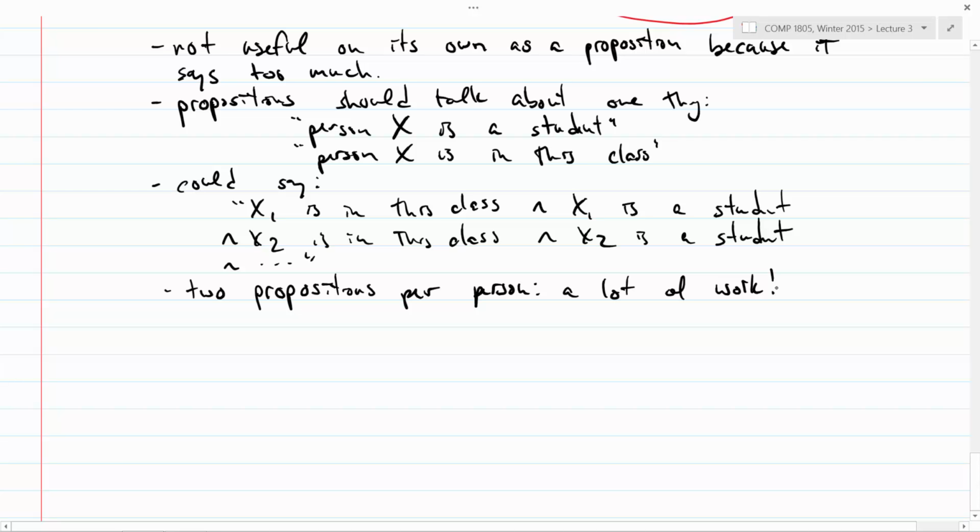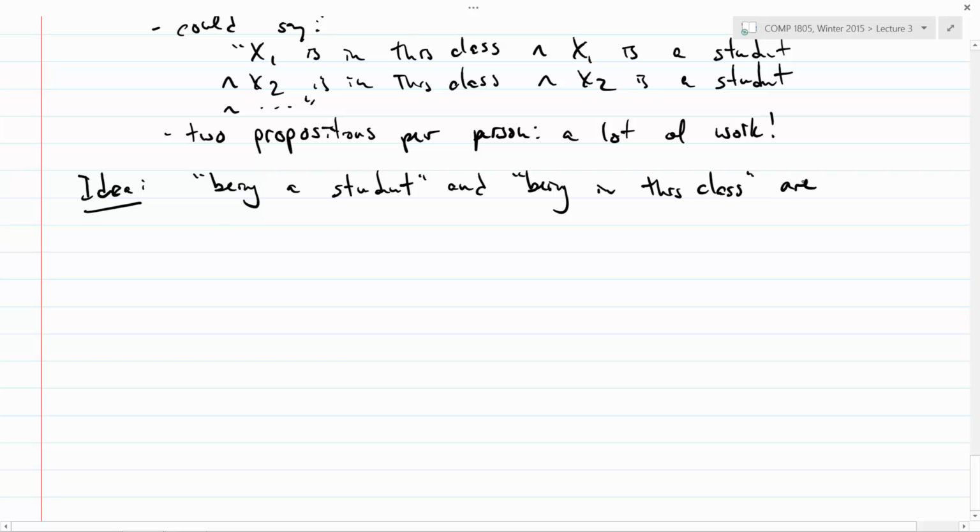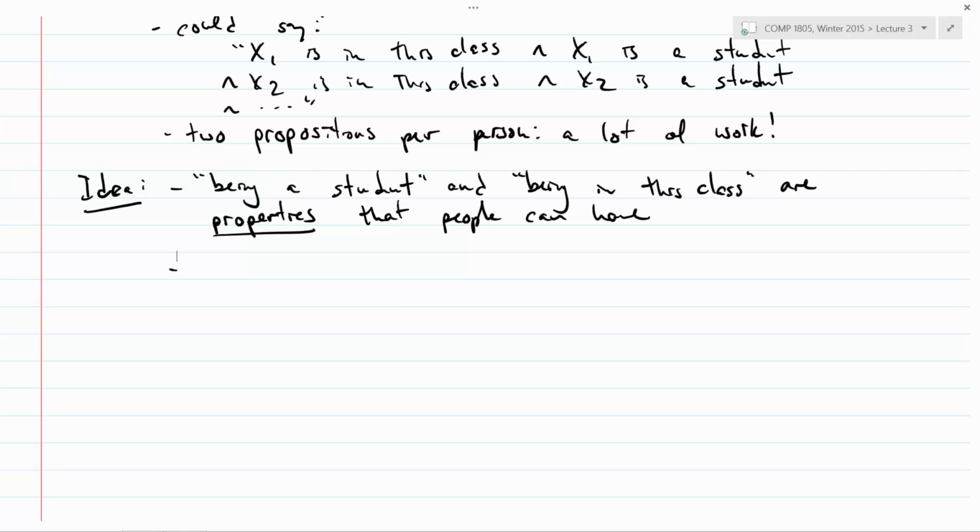So there's a couple of things that we do. The first idea we have is that being a student and being in this class are examples of properties that people can have. So that's the first observation. The second observation is who has these properties? Well, the sentence says that everyone has these properties. So everyone quantifies which people have the property.